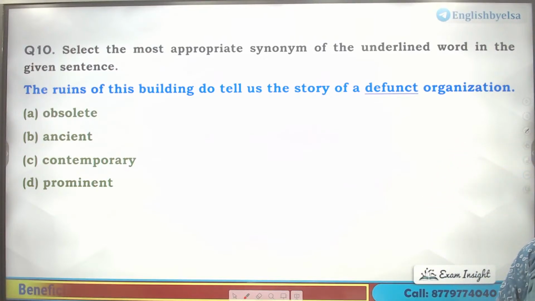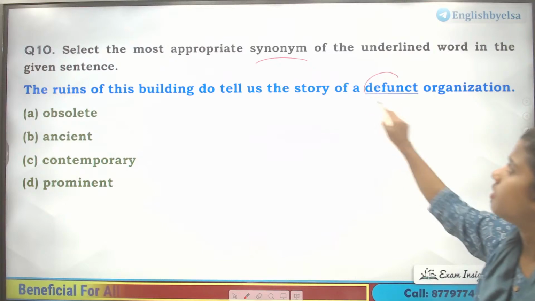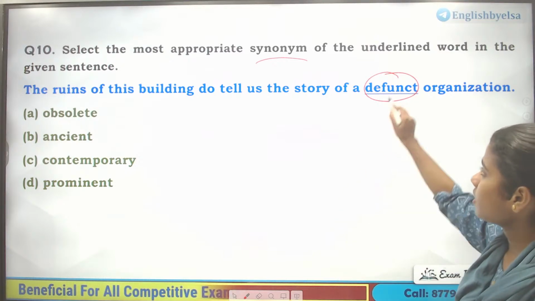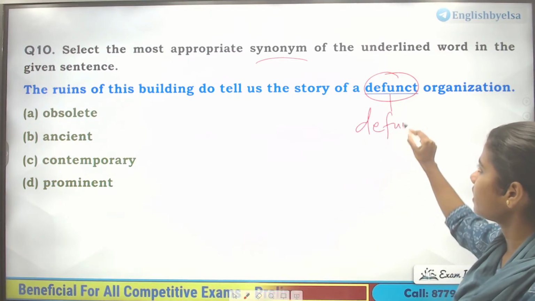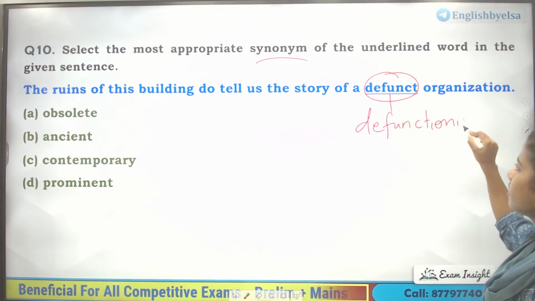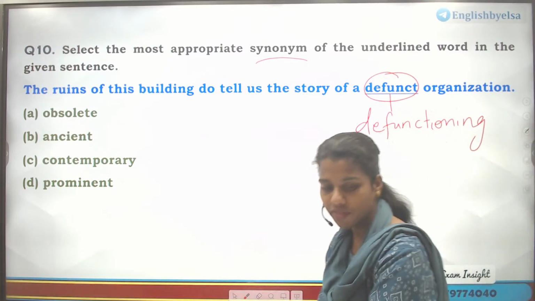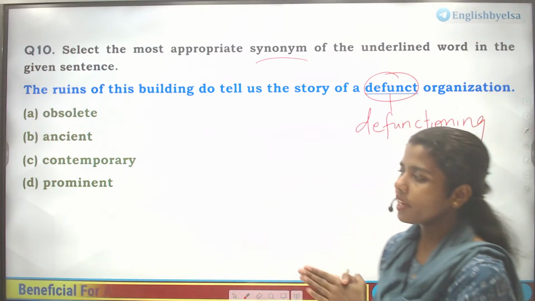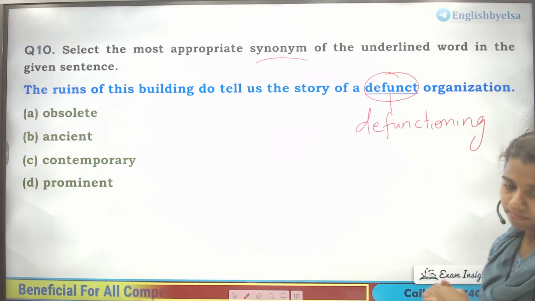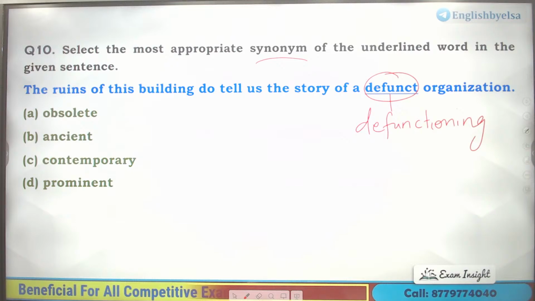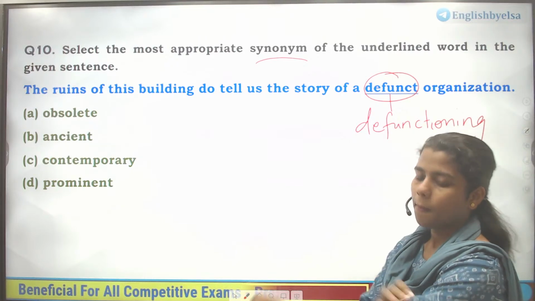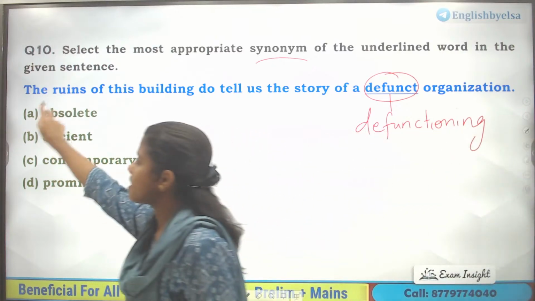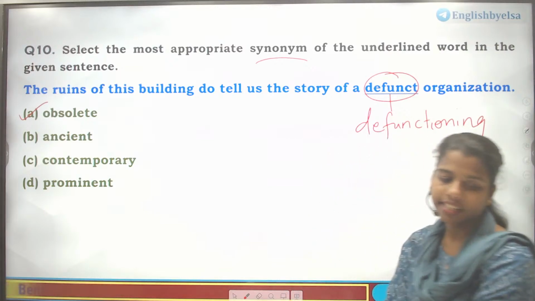Synonym of the underlined word, synonym of defunct. Defunct, the meaning of this is written in the word itself, defunctioning. What could be the synonym of it? Obsolete, ancient, contemporary, prominent. Correct. Obsolete is the correct answer. Option A is the correct answer.